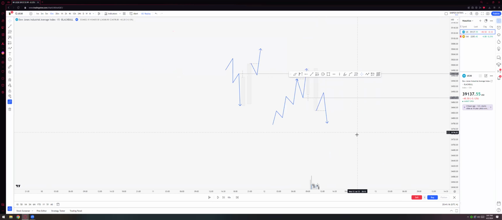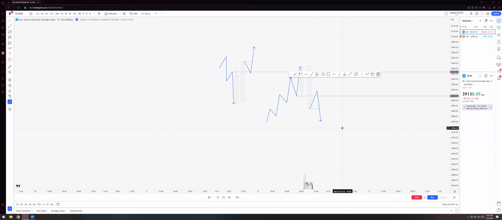So right here, one thing you've got to keep in mind is that there's going to be liquidity in every single time frame: 1 minute, 5 minutes, 15, 1 hour, 4 hour, daily. Every time frame is going to have liquidity resting below the higher lows or above the lower highs.